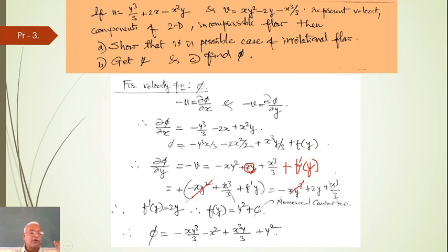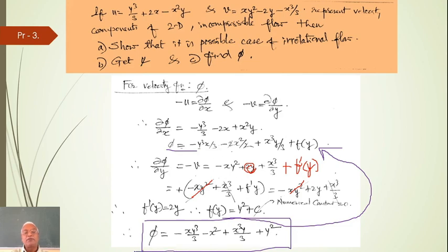Then resubstitute this f of y back into this equation. That is an important step that one has to follow. So this f of y is back substituted into this to get phi. So phi will be equal to minus xy cube by 3 minus x squared plus x cube y by 3 plus f of y, which is found as y squared. So that gives you the final expression for phi.